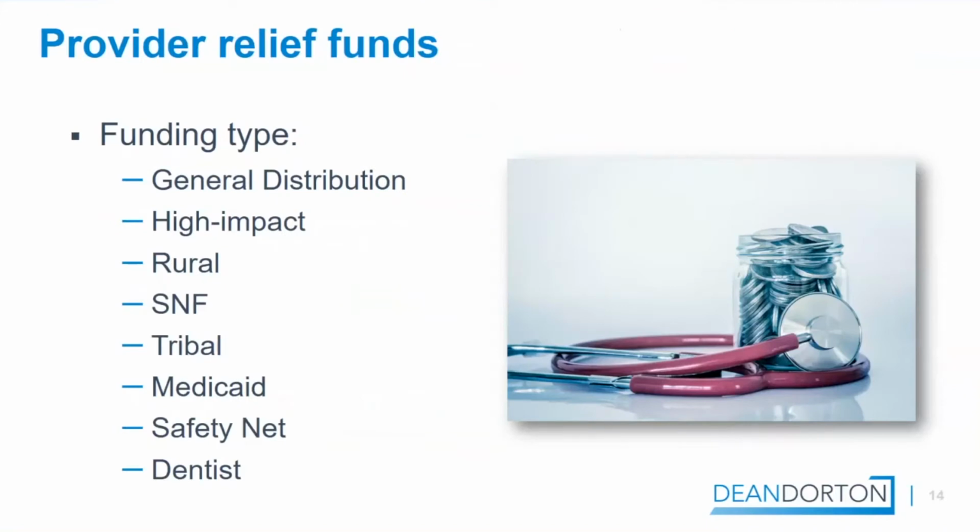The provider relief funds were split into different categories. There was a general distribution, high impact. There were some rural targeted distributions, some skilled nursing facility distributions for infection control, tribal, Medicaid, safety net, and dental distributions. All of these different distributions are required to follow the rules that are within the FAQs of the provider relief funds.